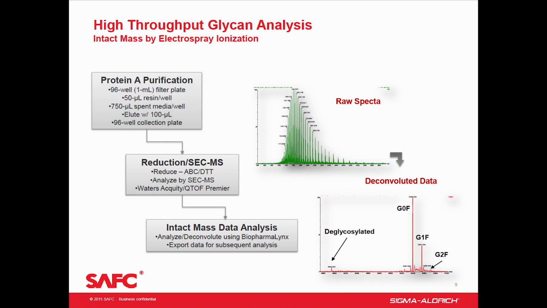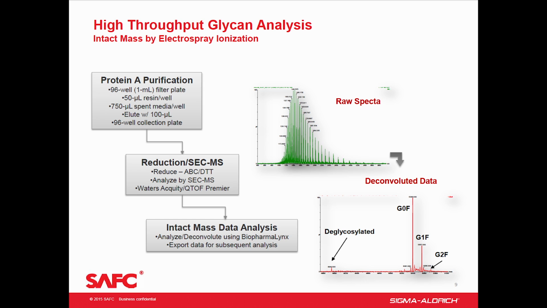What we have developed is a high throughput method for looking at these samples. We have an intact mass electrospray ionization assay where we take a protein A purification in a 96 well plate, and we basically look at the raw data, reduce the MS, deconvolute the data, and you basically get intact mass data analysis with the G0, G1F, and G2F.